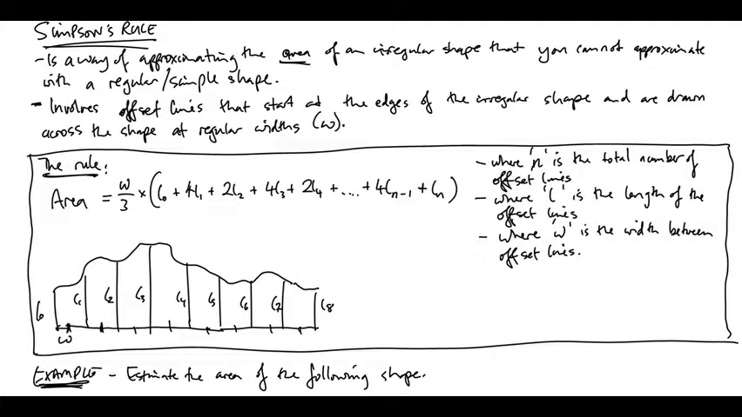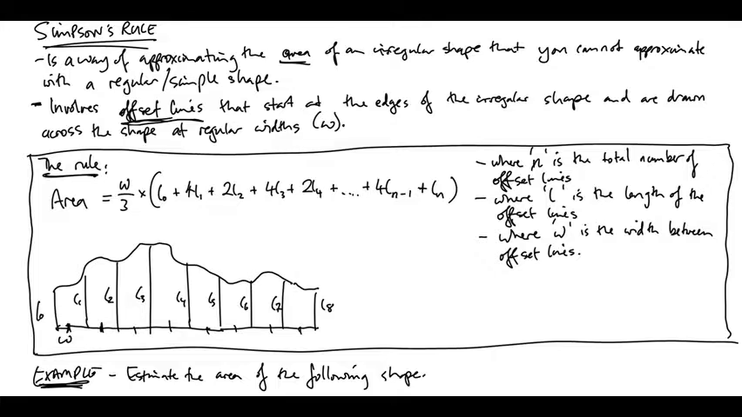It involves these things called offset lines, which will be illustrated soon. They start at the edges of the irregular shape and are drawn across the shape at regular intervals, and there's always an odd number of them, I believe. So 1, 2, 3, 4, 5, 6, 7, 8. Oh, yep, there's an odd number in my diagram below. It doesn't work properly when there's an even number.